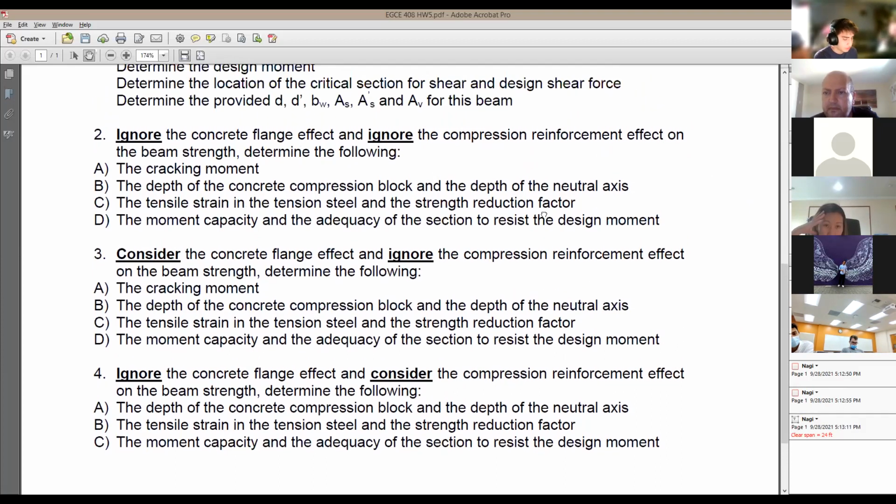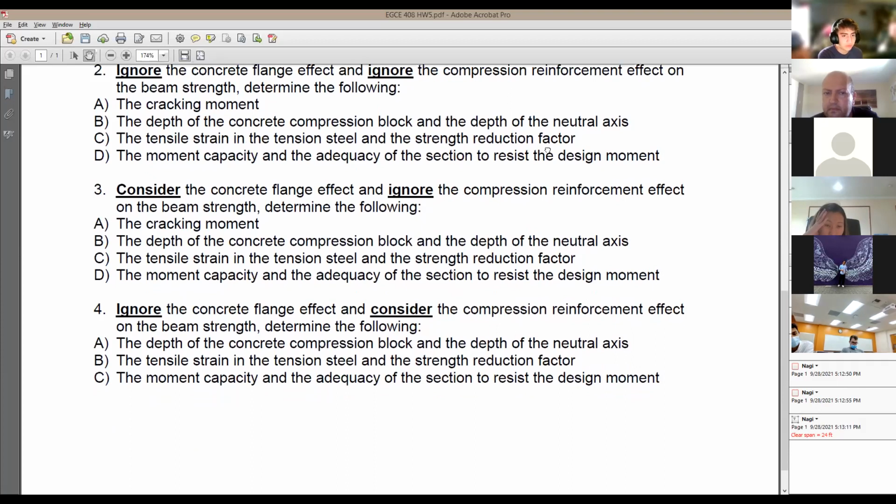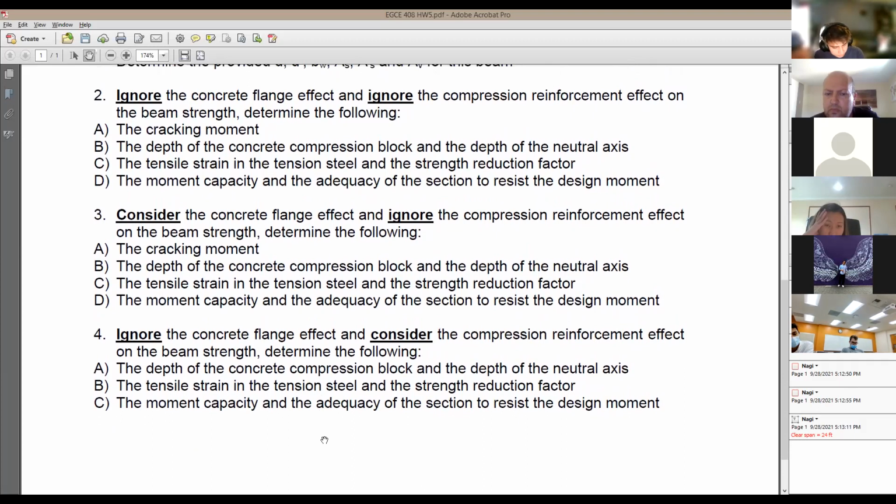I just had a quick question on number 3 when we're trying to solve for the depth. Because I was playing with the numbers and it just didn't seem correct. So I wasn't sure if I was doing it correctly. Consider the concrete flange effect. Yes. This is going to be like a T-beam.